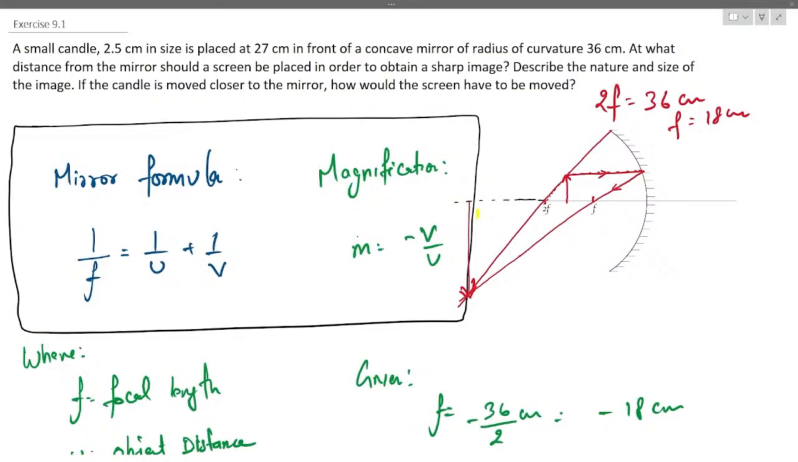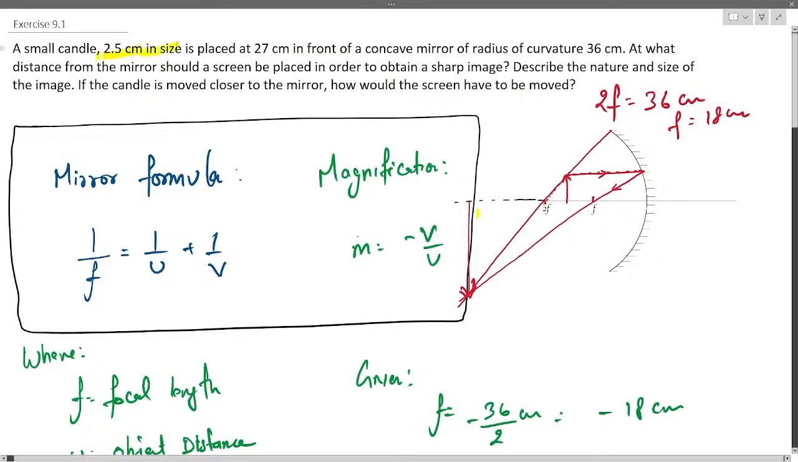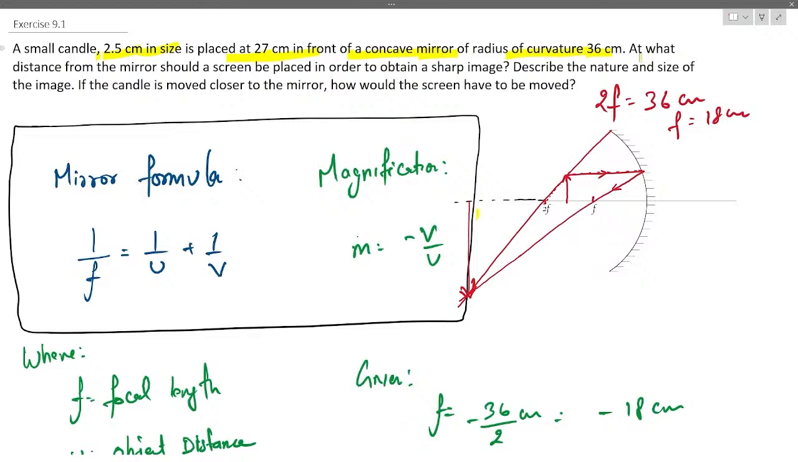The question says that a small candle 2.5 centimeter in size is placed at 27 centimeter in front of a concave mirror of radius of curvature 36 centimeter. At what distance from the mirror should a screen be placed in order to obtain a sharp image, and describe the nature and size of the image? If the candle is moved closer to the mirror, how would the screen have to be moved?